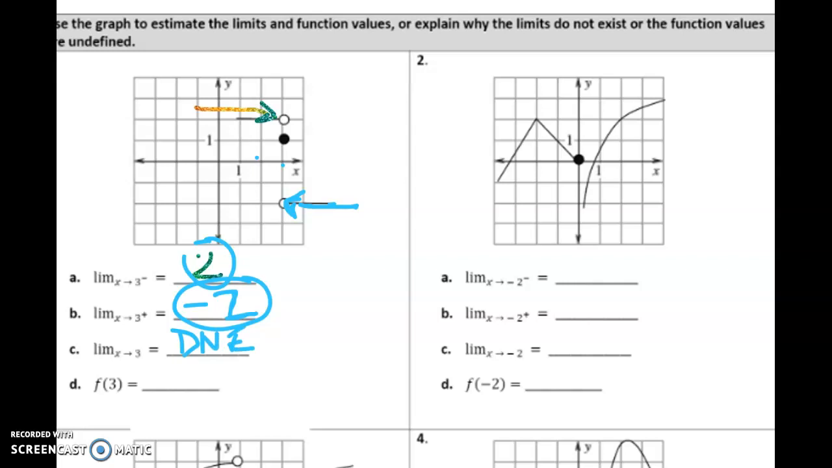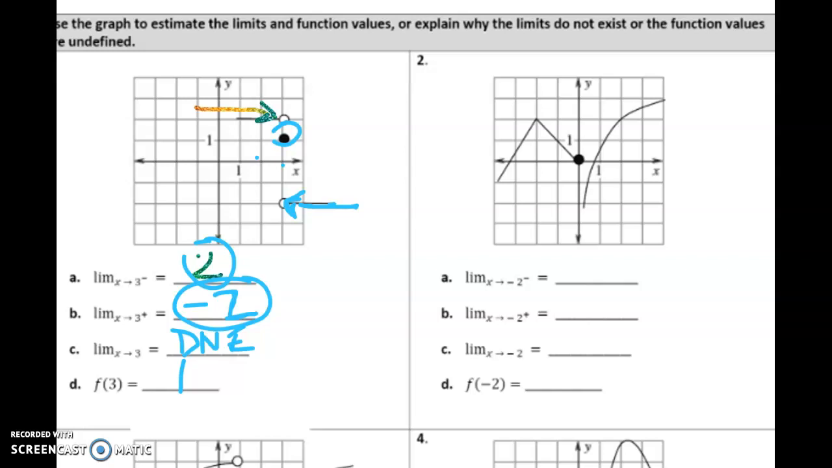Then it asks us for what is the value of the function at x equals 3. At x equals 3, the solid dot gives me the actual value of the function, which is equal to 1. All right, let's look at the second example here on the worksheet.